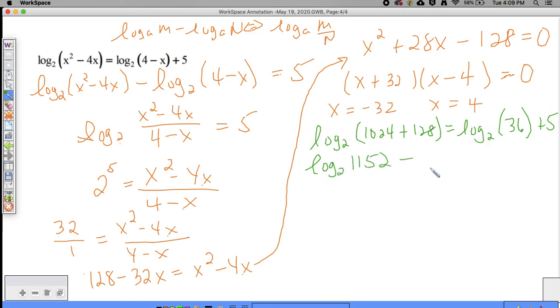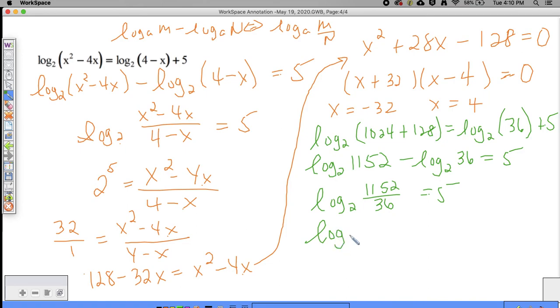I'm going to subtract this little cookie from the other side, okay? And set that equal to 5 because we're going to confirm that all works. And then, yes, I can rewrite it like this: log base 2 of 1152 divided by 36 is equal to 5. And the last time I checked, 1152 divided by 36 was 32. So this becomes log base 2 of 32 is equal to 5. And then you should all be screaming, oh my God, 2 to the 5th is equal to 32. So therefore, that is definitely a solution.